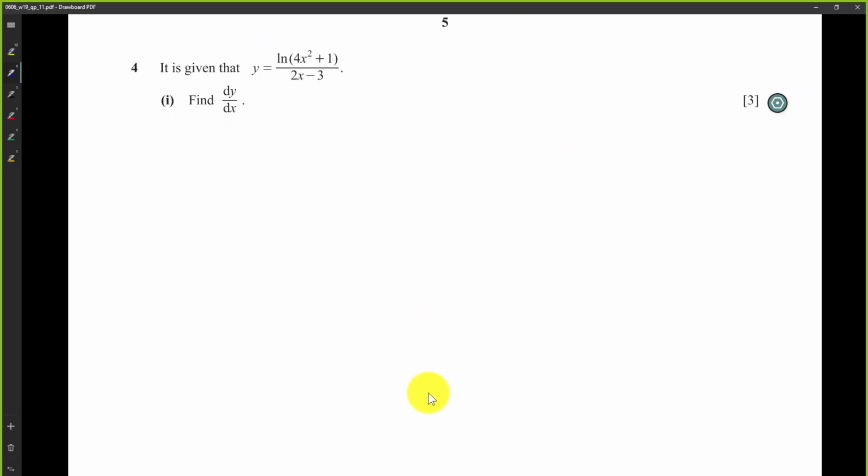Alright, another differentiation. You see the ln with x on the top, and then you see the 2x minus 3 at the bottom, and there's no way you simplify them. So yeah, for the question like this, no doubt it's a quotient rule. So you kind of need to remember the quotient rule for dy dx. So it will be v differentiate u minus u differentiate v over v squared. By the way, the top will be u, the bottom will be v.